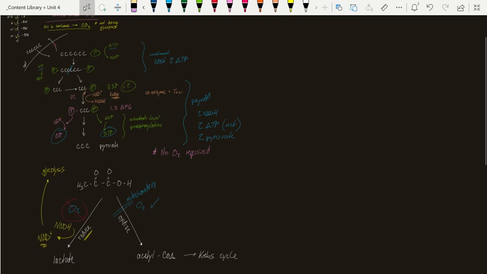The key feature of glycolysis is that it's quick and powerful because it does not require oxygen. That's what separates it from the other metabolic processes, and that's why glycolysis is so fun.